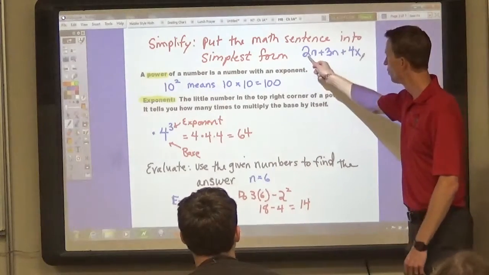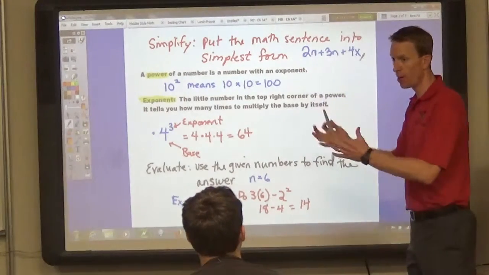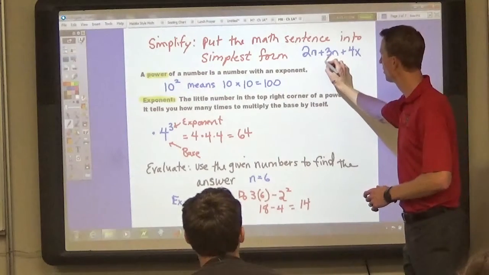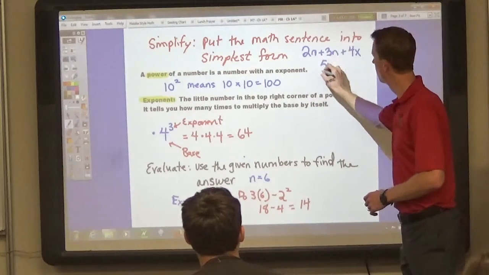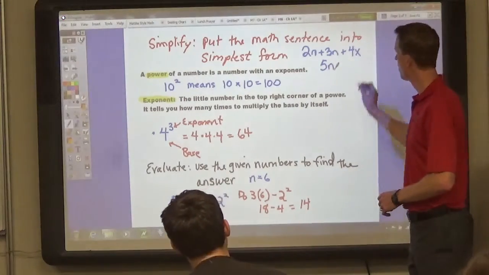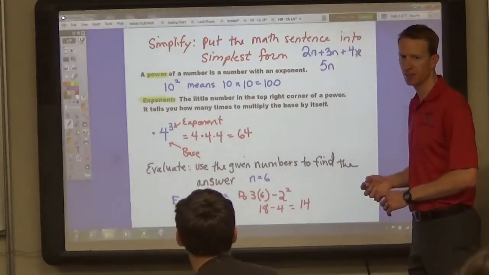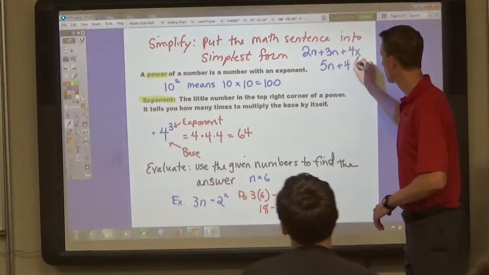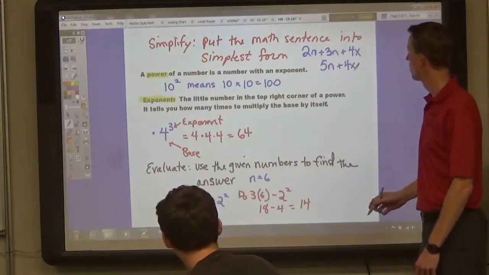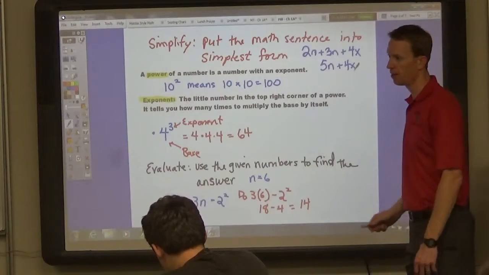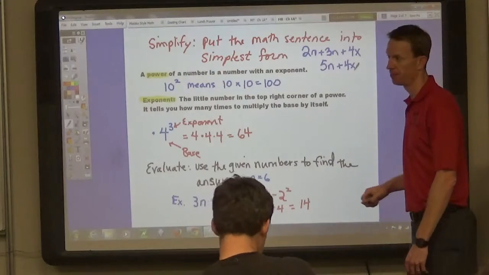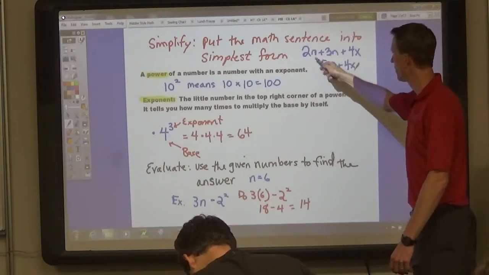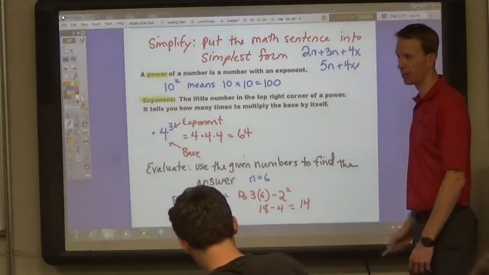Good. There are 2 n's and 3 n's. You can combine those because they are like terms to make this 5 n's. Can you do anything with the 4x? Right, it's a different variable. We can't add it to the 5n. We could multiply it, but we can't add it. Okay? So, this is simplified. It's really 5n plus 4x, isn't it?